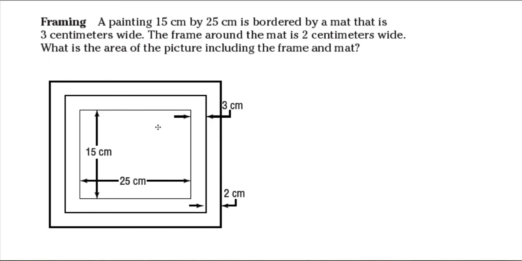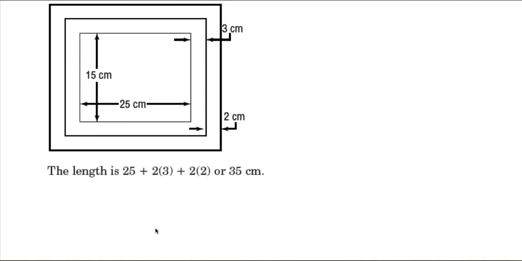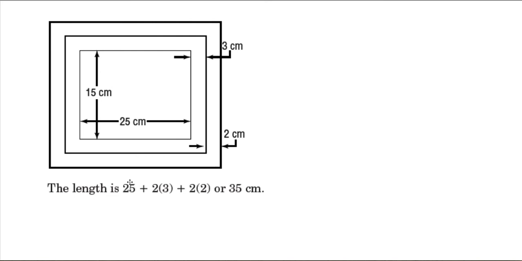You have a painting that's 15 by 25 centimeters, and it's bordered by a mat which is 3 centimeters. So right there is 3 centimeters. The frame around the mat is 2 centimeters wide, right there. So it's asking what is the area of the picture, including the frame and the mat. So you want to find the area of the entire, biggest rectangle. So what we want to do is find the length. The length is 25 centimeters, which is this one, plus 3 centimeters.